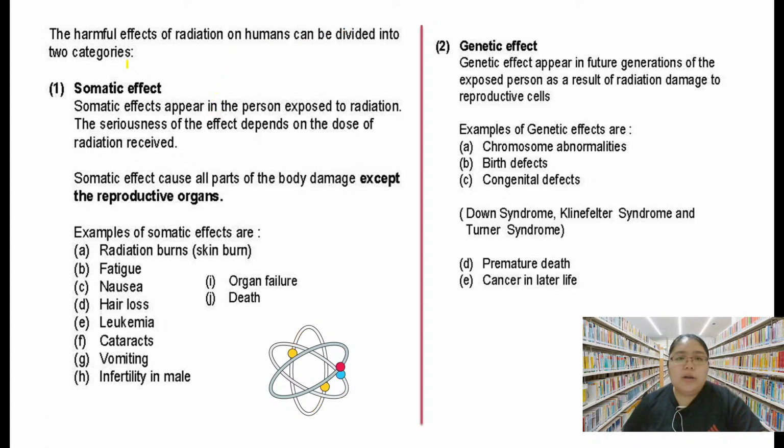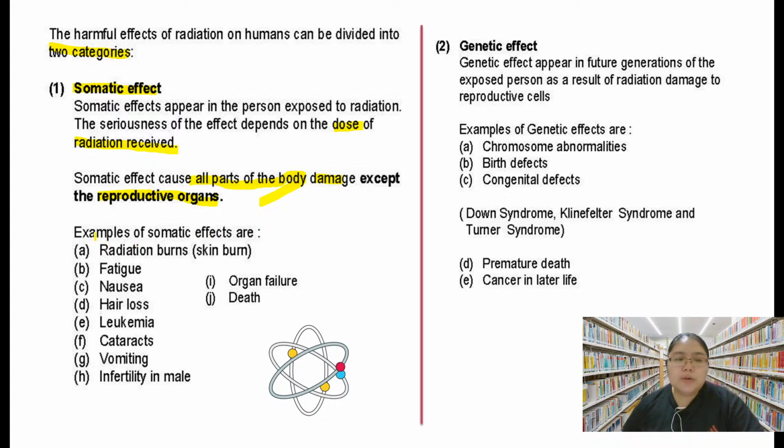The harmful effects on humans can be divided into 2 categories. Let's see the first category. There's the somatic effect. The somatic effect appears in the person who was exposed to radiation. The seriousness of the effect depends on the dose of radiation received. What is the somatic they're talking about? All parts of the body that will be damaged, except the reproductive organs. That means it does not affect your reproductive organs.